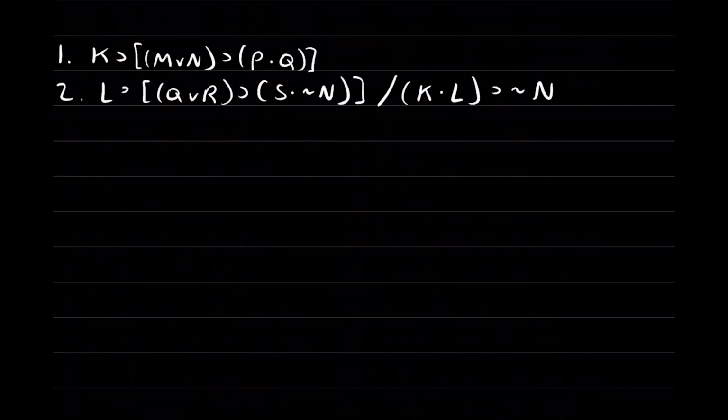Let's do the penultimate proof. This one is pretty scary looking, as I wrote it here on the screen. We've got 2 premises. Line 1: K implies that long expression in brackets, M or N implies P and Q. Line 2 says, if L, then that second long expression in brackets, Q or R implies S and not N. And we've got a conclusion we're trying to prove. If K and L, then not N.